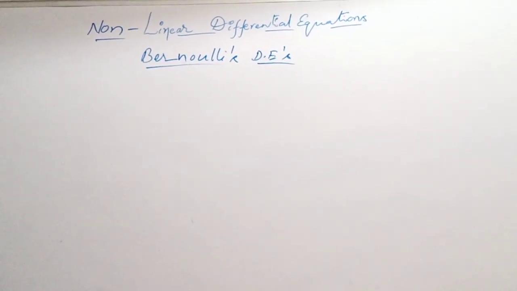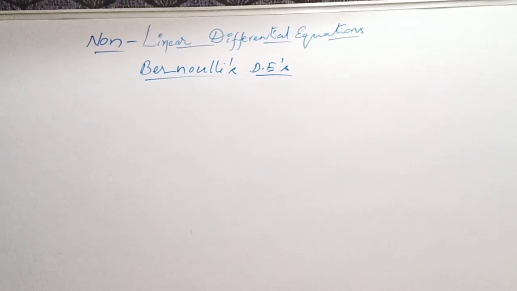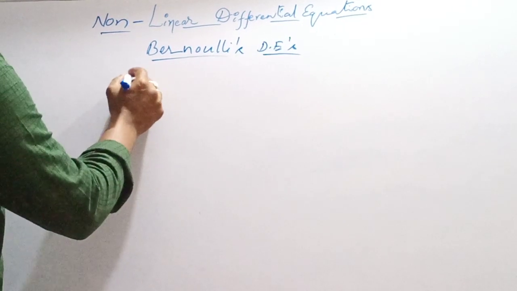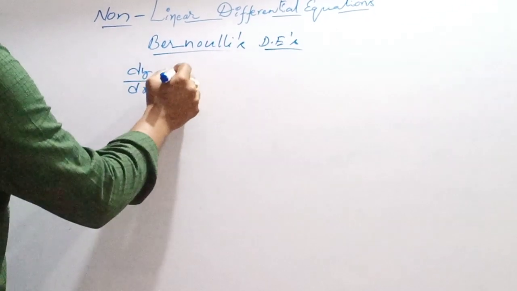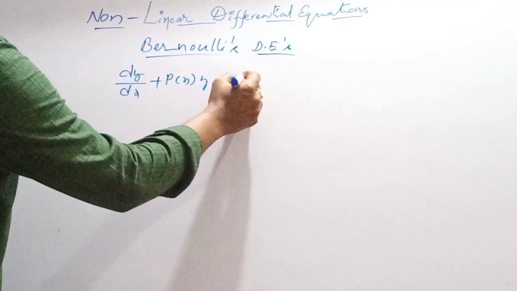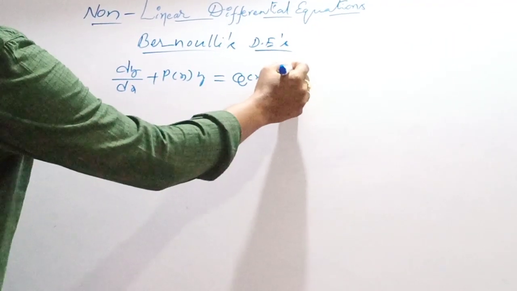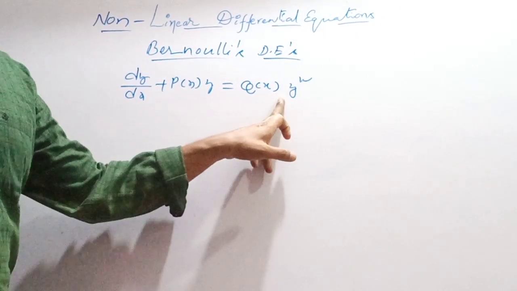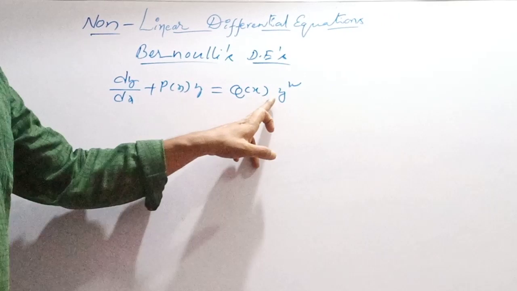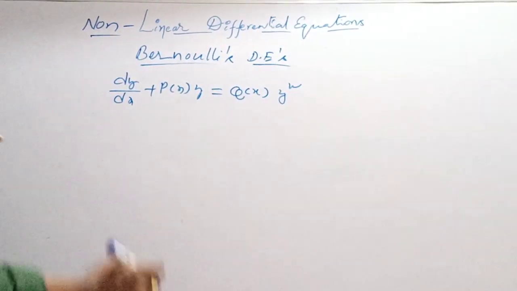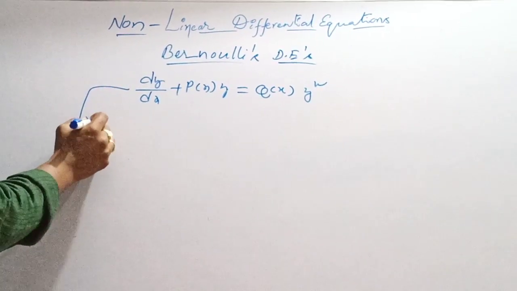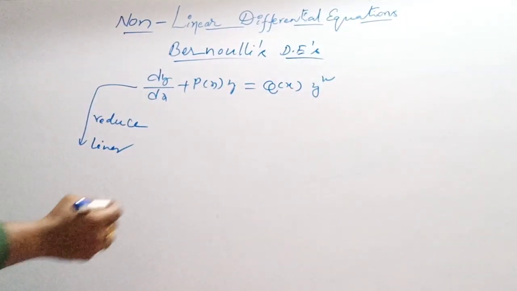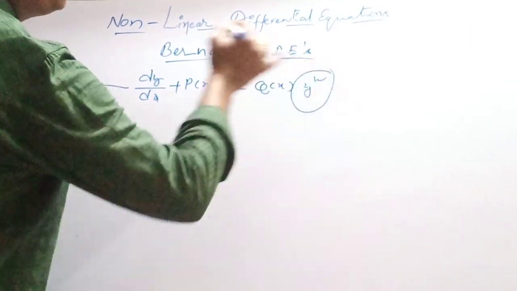A non-linear differential equation is nothing but Bernoulli's differential equation, of the form dy by dx plus p of x into y equal to q of x into y to the power of n. Okay, so in the linear equation we didn't have y power n, but in the non-linear we have y to the power of n. Now we reduce this non-linear equation into a linear differential equation by eliminating y to the power of n.